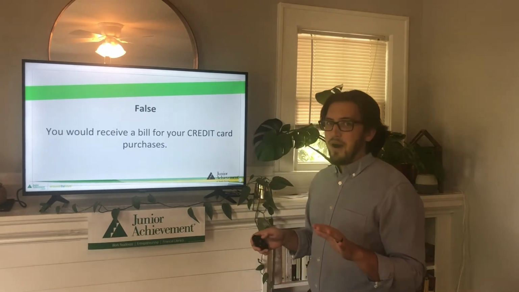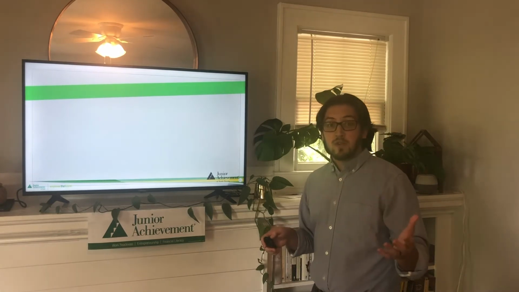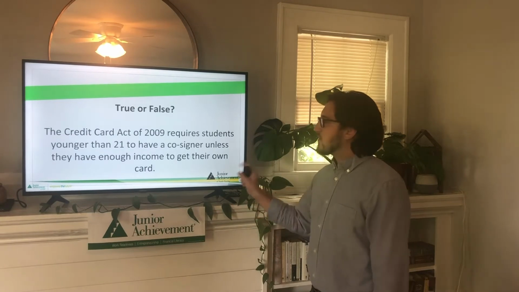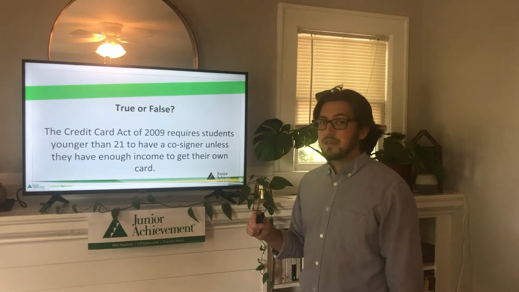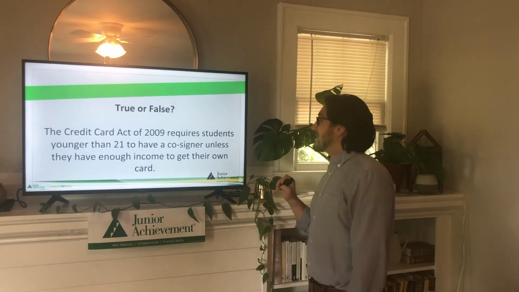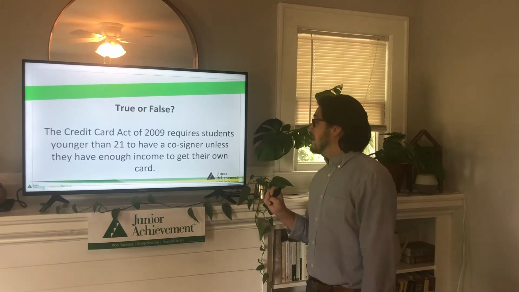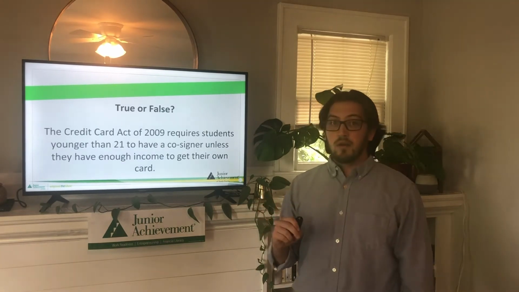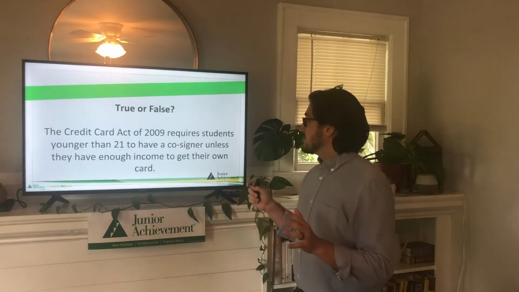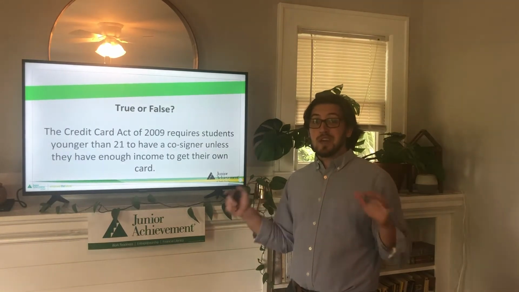So let's keep on going. Our next statement, hopefully you guys are doing pretty well so far, or at least that you're learning something new about debit and credit cards. True or false? The Credit Card Act of 2009 requires students younger than 21 to have a cosigner unless they have enough income to get their own card. Now, let's think about this context. Just a year before, the world went through a great recession.